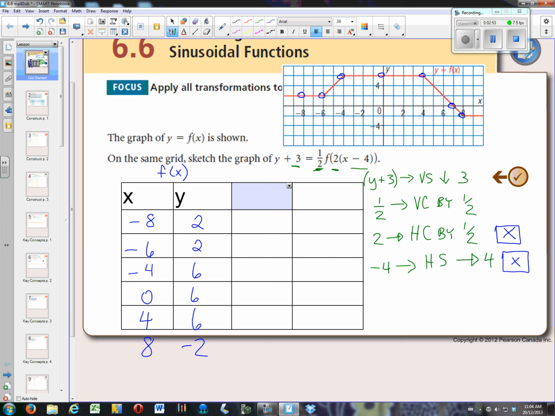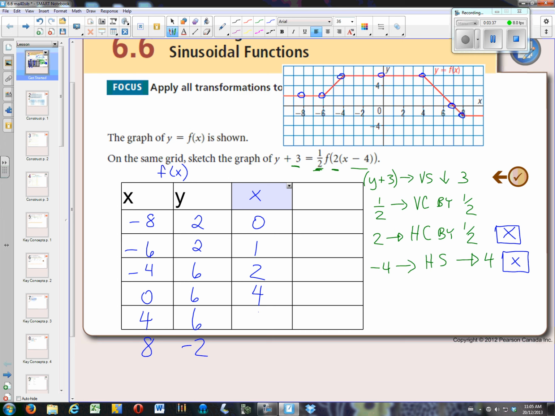So here goes. The new x values. Looking at the -8, mental math, -8 times a half is -4. -4 going 4 to the right becomes 0. -6 times a half, -3. -3 add 4 is 1. -4 times a half is -2. -2 add 4 is 2. 0 times a half is 0, plus 4 is 4. 4 times a half is 2. 2 plus 4 is 6. Last one. 8 times a half is 4. 4 plus 4 is 8.